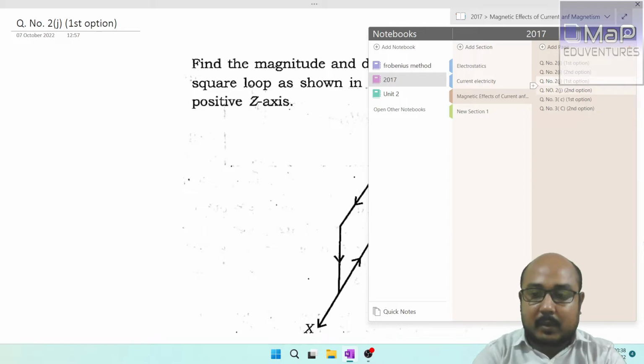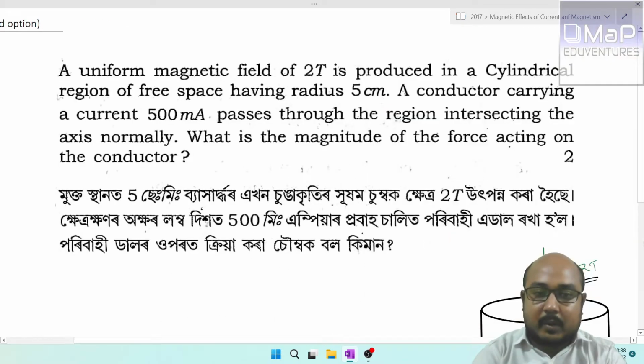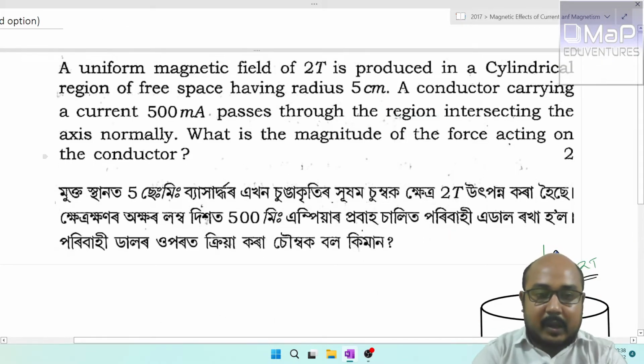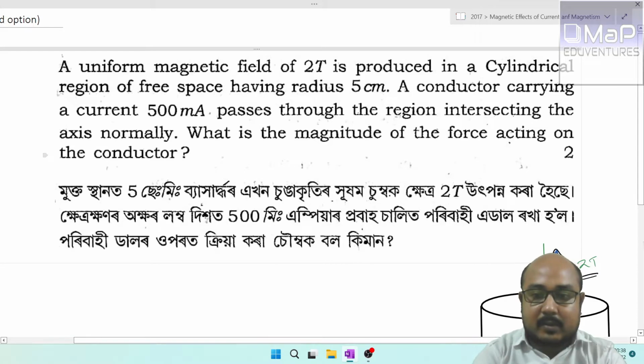Next we move to question number 2j second option. So question number 2j second option to enka hai: a uniform magnetic field of 2 Tesla is produced in a cylindrical region of free space having radius 5 cm. A conductor carrying a current 500 milliampere passes through the region intersecting the axis normally. What is the magnitude of the force acting on the conductor?